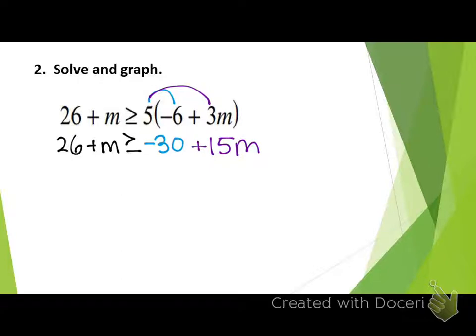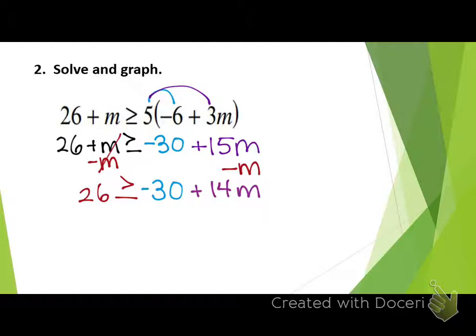Now we can do one of two things. We can either move 15m to the left, because we do want m on the left eventually, but that would make us have a negative, or we could move the smaller m, which would be m. Which one do we want to do? Move the smaller m? That's fine. So how do I move the m? Subtract m on both sides. So 26 is greater than or equal to negative 30. And then 15m minus m is positive 14m.